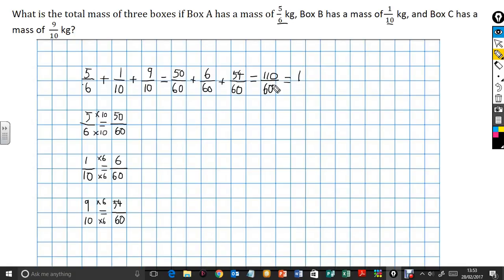And then what is left over? We've got 50 over 60 left over, but we should be able to simplify that. I can cancel out the 10, so I can divide 10 into both the top and the bottom. So again, that is equal to 1 and 5/6 of a kilo. That is the total weight of the 3 boxes all together.